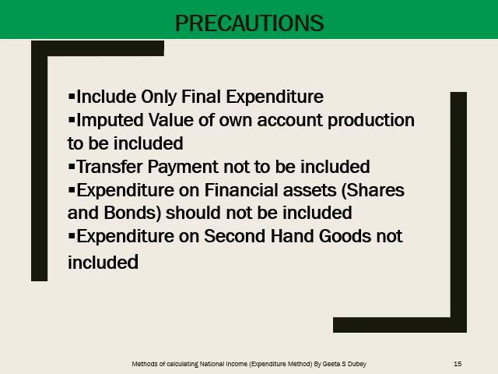We need to ensure that transfer payments of any kind are not included as no productive services is rendered. Similarly, expenditure on financial assets like shares, bonds should not be included because these are mere paper claims which do not lead to corresponding flow of goods and services. Even expenditure on second-hand goods should not be included because they were accounted for in the year they were produced and there is no value addition in the current year.